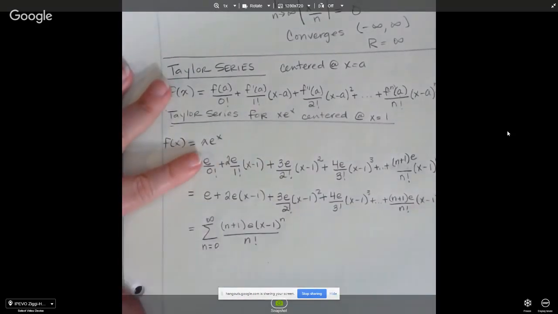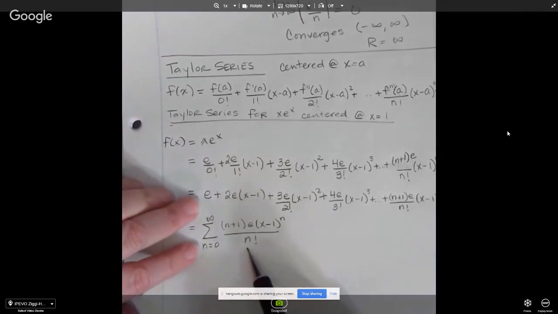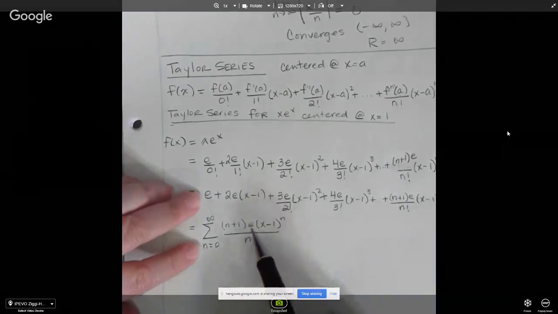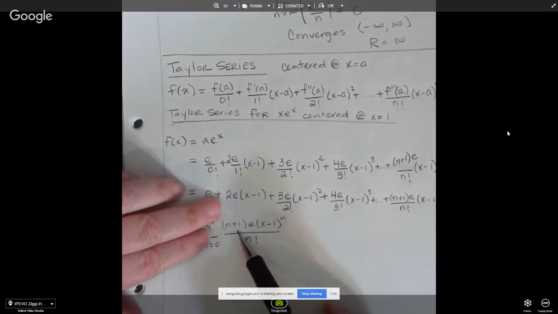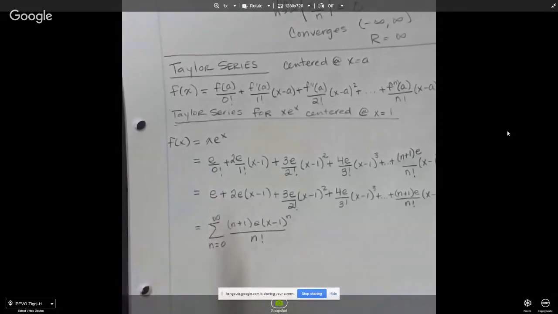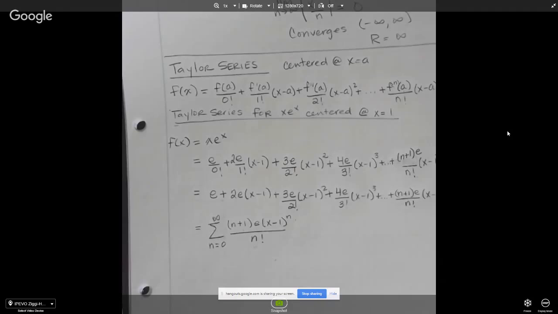So that's going to set you up. So let's check a couple of terms here. When I plug in n equals 0, I get 0 factorial, and I get a 1 here, which I want. And then that would be e times x minus 1 to the 0, which I want. And then if I bump the counter up to 1, I get 1 factorial on the bottom. And then I get 2e times x minus 1 to the first. So that's going to work. Okay? Now, do you believe that that will model our function at x equals 1, or do you want to see it? I mean, I believe it. Okay, it's up to you. I believe it. Okay.